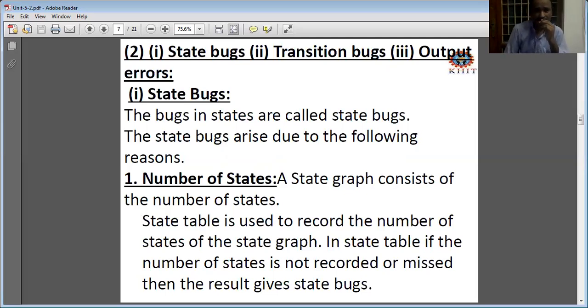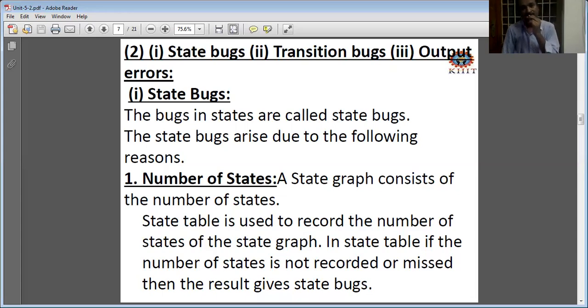A state graph consists of a number of states. A state table is used to record the number of states of the state graph. So to record the number of states of the state graph, what are we going to use? We are going to use the state table. In the state table, if the number of states is not recorded or if states are missed, then the result gives state bugs.